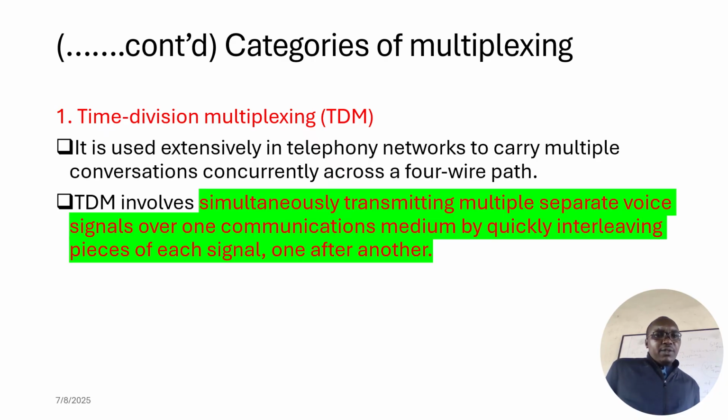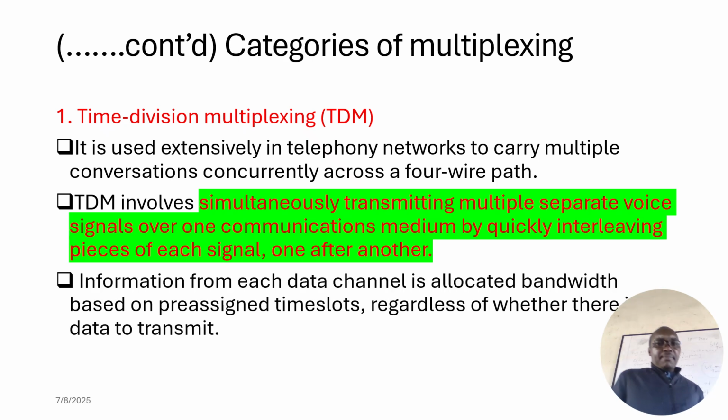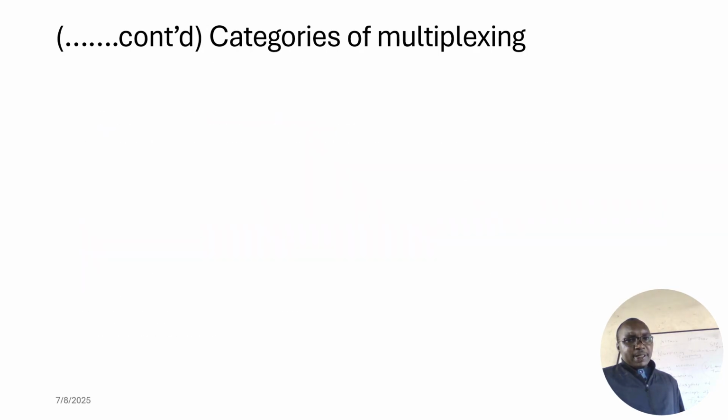Okay. Time division involves simultaneously transmitting multiple separate voice signals over one communication media by quickly interleaving pieces of each signal one after the other. So kindly, I wish you to check the meaning of the word interleaving, because it's not just a term, it's a technical term and it's a technology. Information from each data channel is allocated bandwidth based on pre-assigned time slots, regardless of whether there is data to transmit. So that's about time division multiplexing.